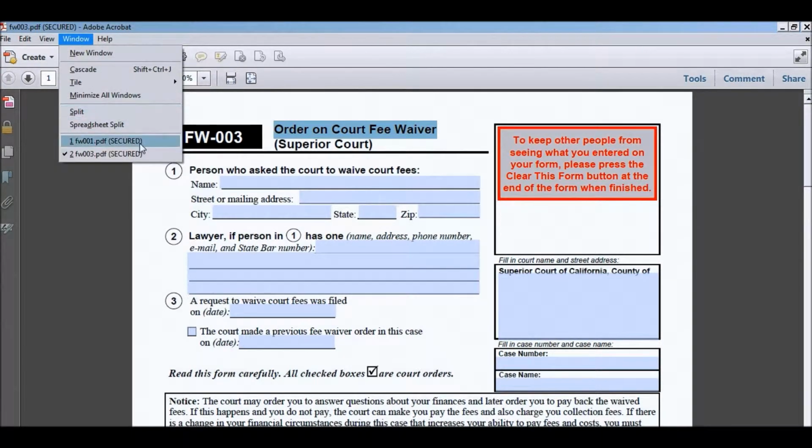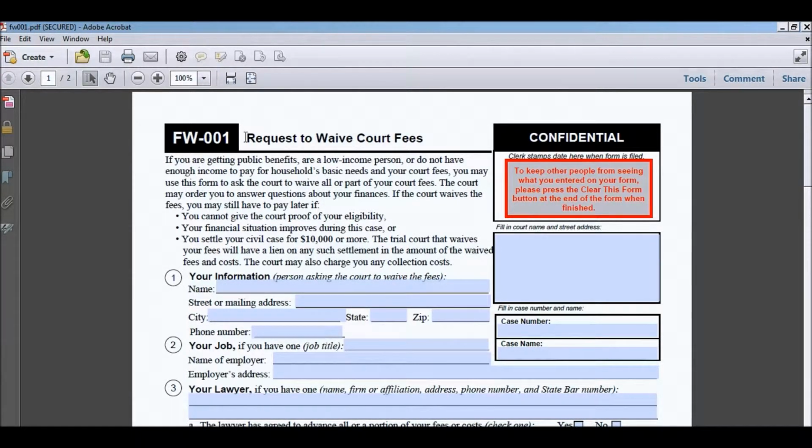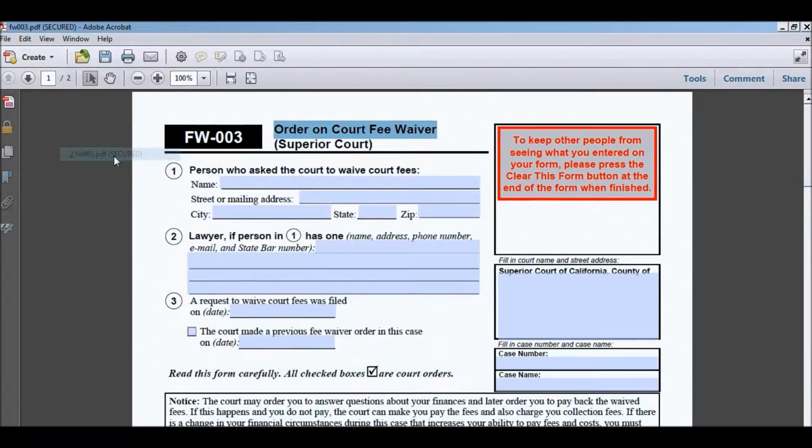So if you will go back and look at the FW001, that's the request to waive court fees. So the thing is, the request is what you're asking the court to do, and the order form is basically what the court has decided, I guess, on your request. So you need to fill in and submit the FW003 and the FW001 together. They're going to be served and filed as a pair.